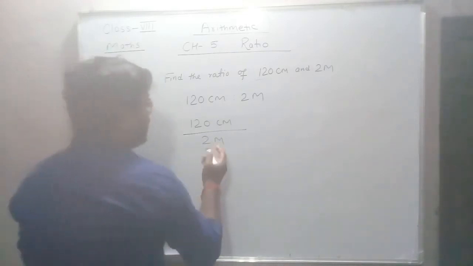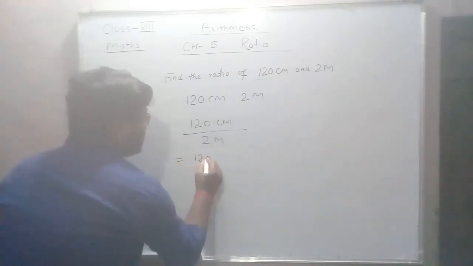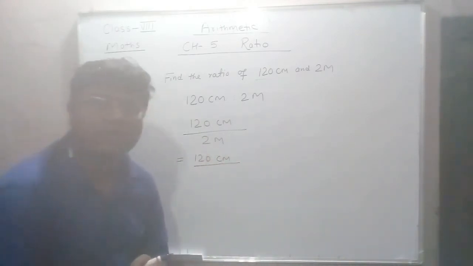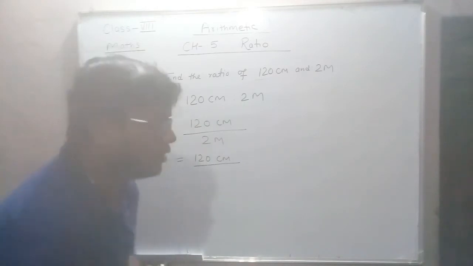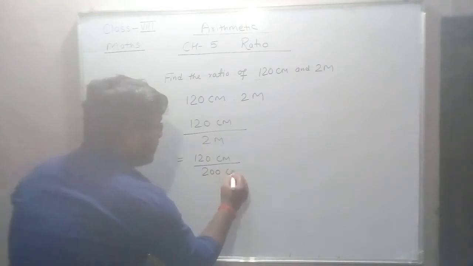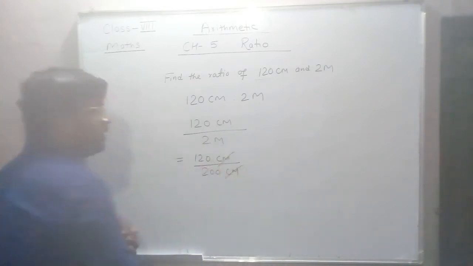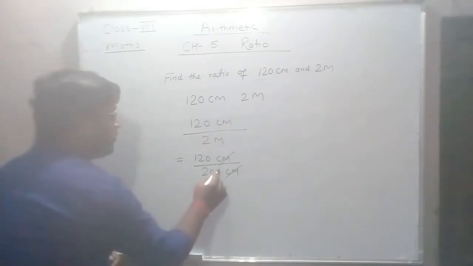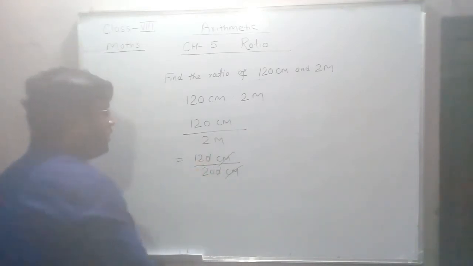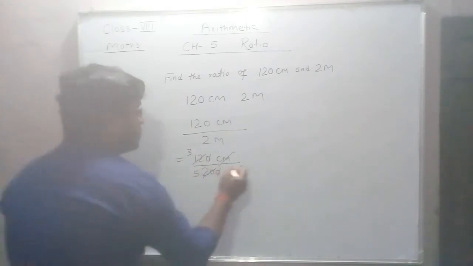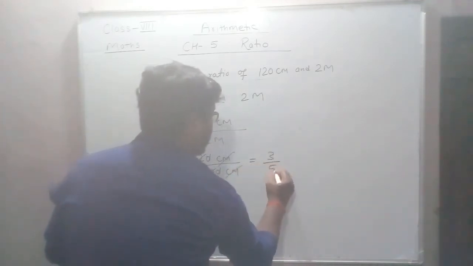So 120 centimeter, leave it as it is. For 2 meter, as we know 1 meter is equal to 100 centimeter, so 2 into 100 is 200 centimeter. Now centimeter cancels, because a ratio does not have any unit. One zero I have cancelled, so let's divide by 4: 4 3s are 12, 4 5s are 20, so we get 3 upon 5.